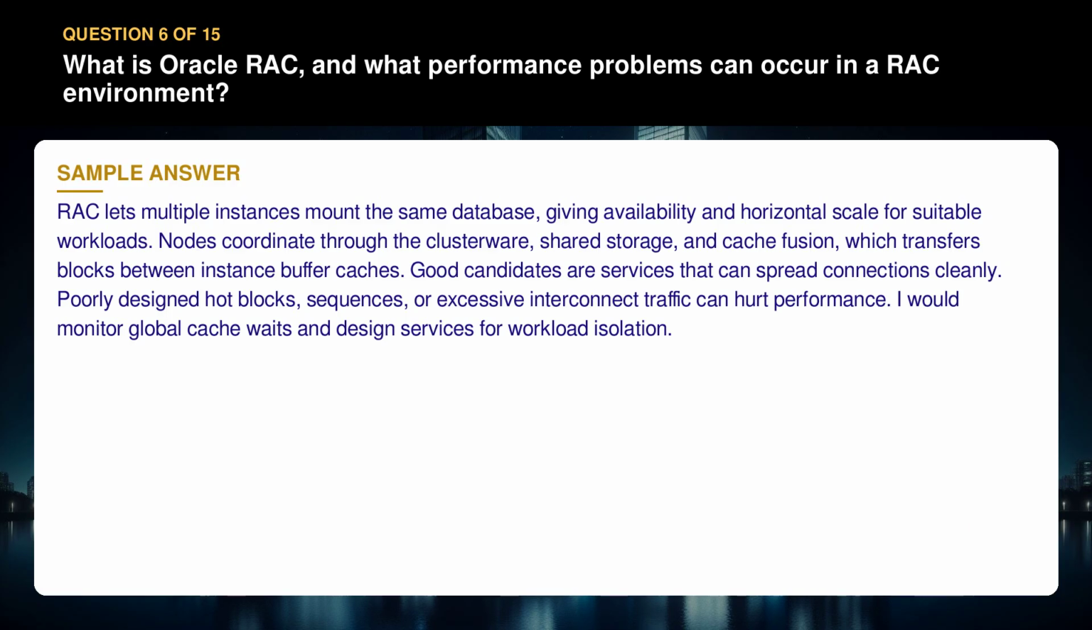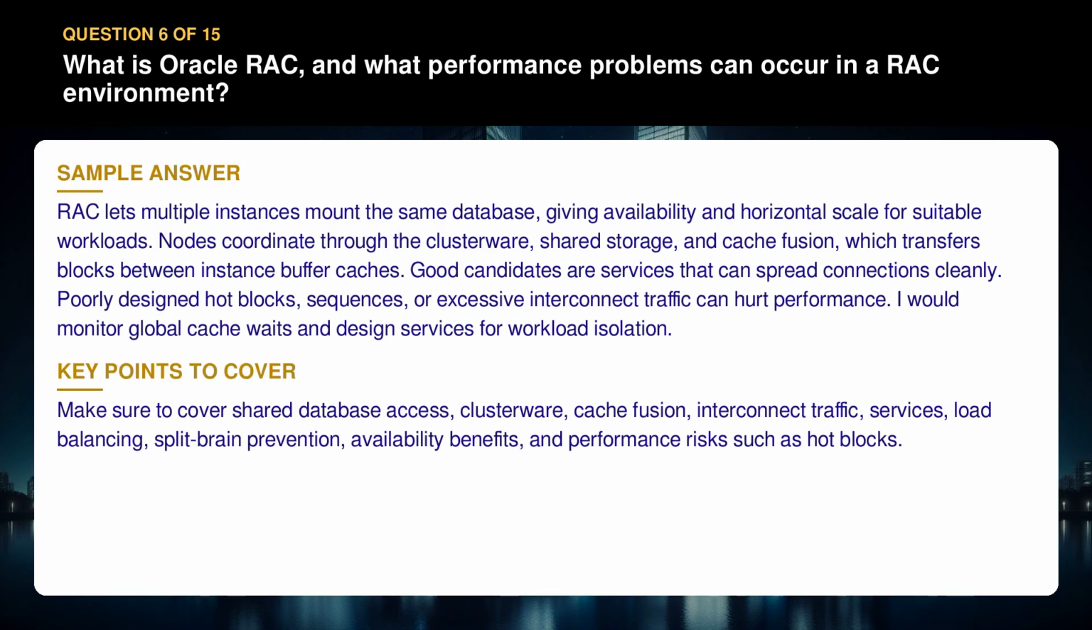Poorly designed hot blocks, sequences, or excessive interconnect traffic can hurt performance. I would monitor global cache waits and design services for workload isolation. Make sure to cover shared database access, clusterware, cache fusion, interconnect traffic, services, load balancing, split brain prevention, availability benefits, and performance risks such as hot blocks.